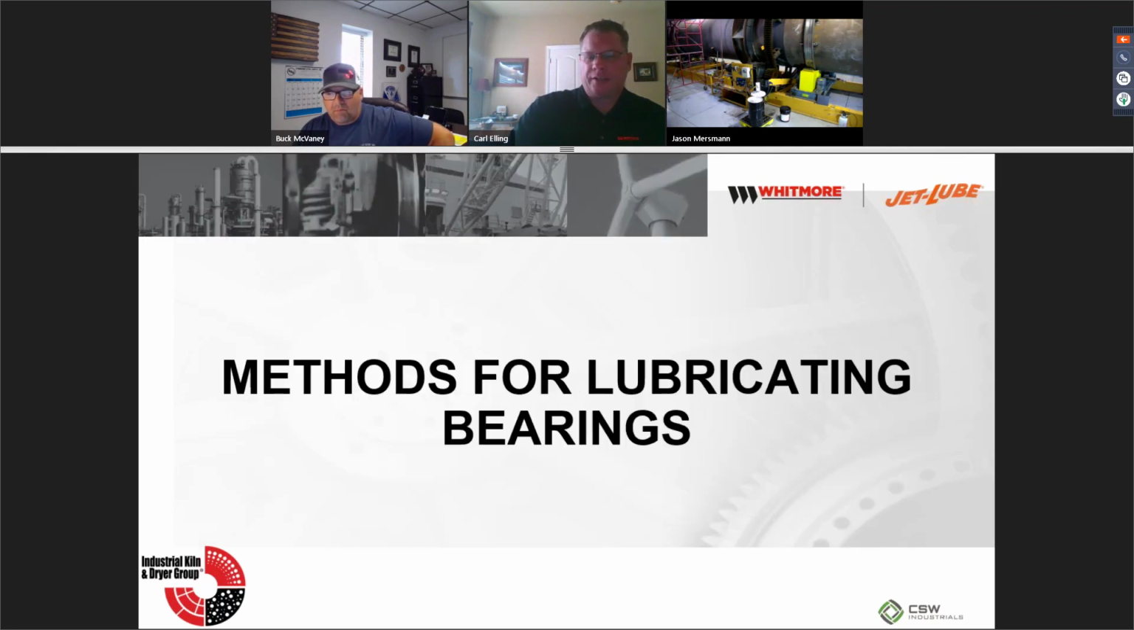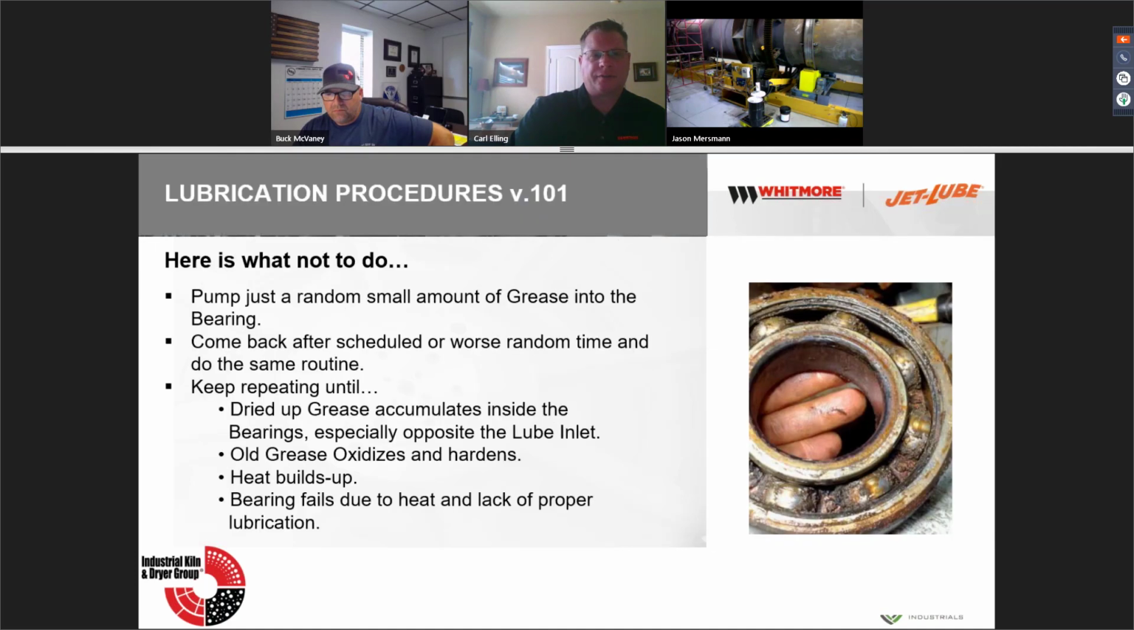And then methods for lubricating the bearings. All right, so it's probably easier to do this one. Here's what not to do: pump a random small amount of grease into a bearing. Sometimes you walk through the plant and you see the guy just walking through, randomly finding stuff and wanting to act like he's staying busy, so he's greasing a fitting. Hopefully that's not being practiced, but please don't. That's not what to do.